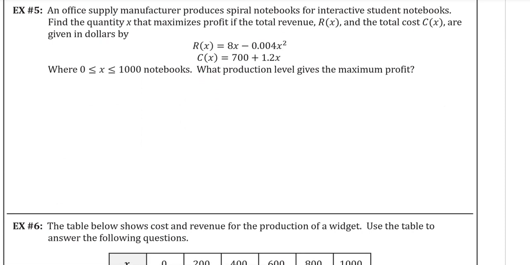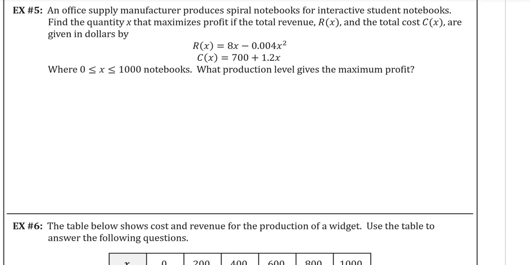let's look at example 5. So example 5 says an office supply manufacturer produces spiral notebooks for interactive student notebooks. Find a quantity X that maximizes profit if its total revenue, R of X, and its total cost, C of X, are given by these two functions. Okay, when we're only producing up to 1,000 notebooks. What production level gives the maximum profit?